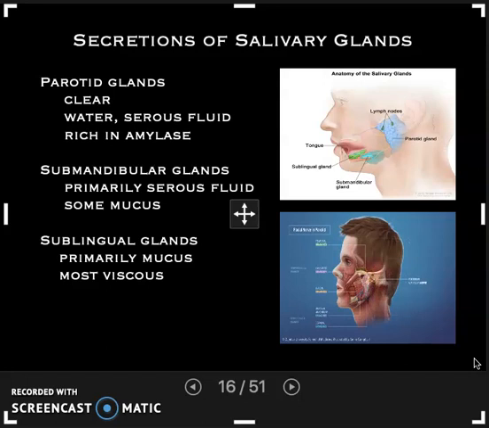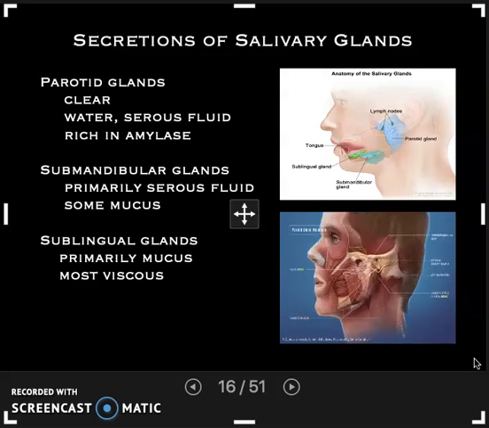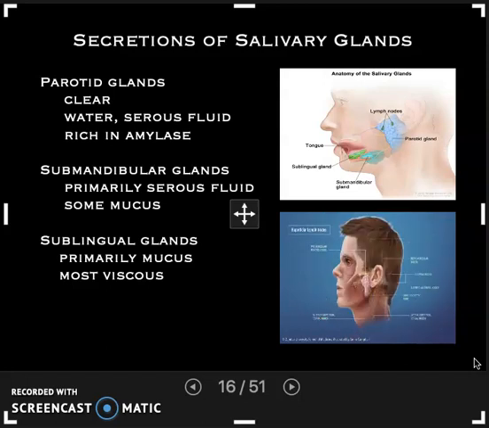We also have the submandibular glands. It's just underneath of the mandible. And last but not least is the sublingual glands. And that's this little thing right underneath your tongue.